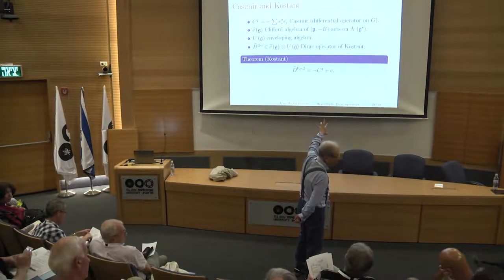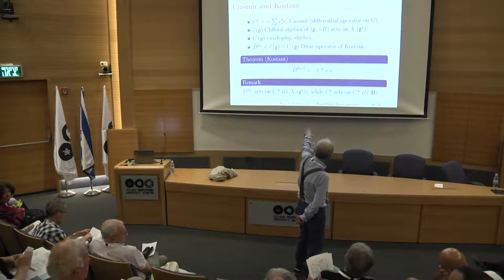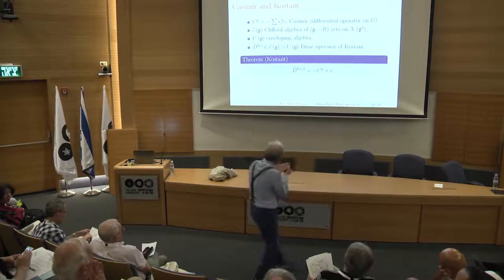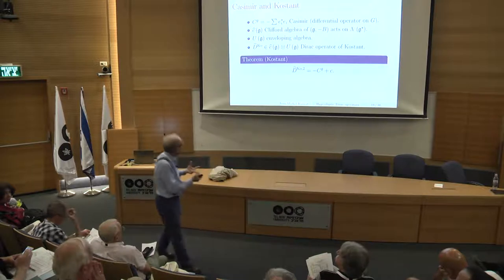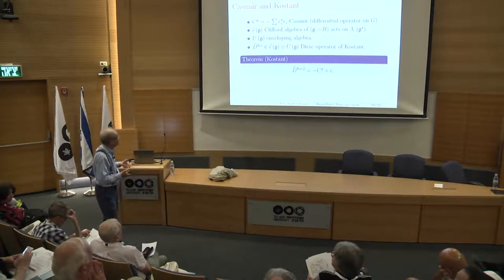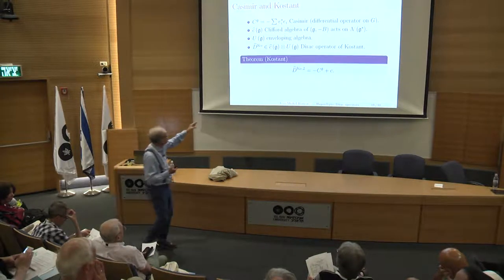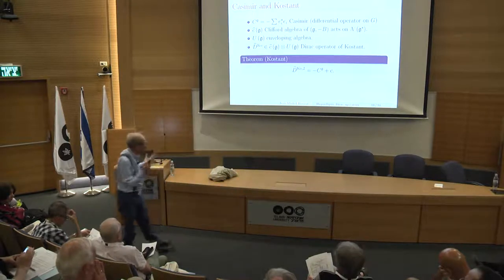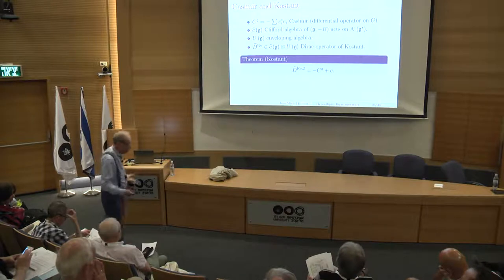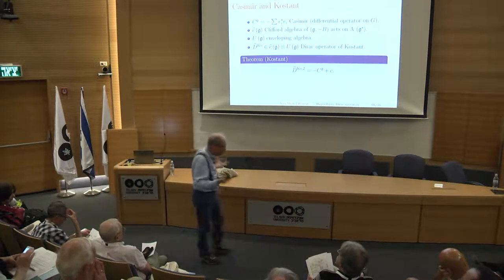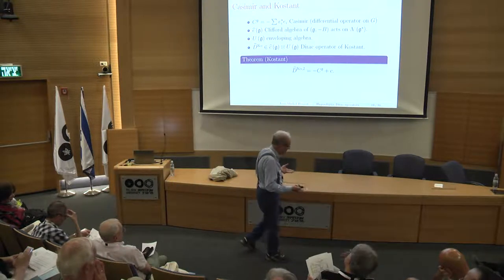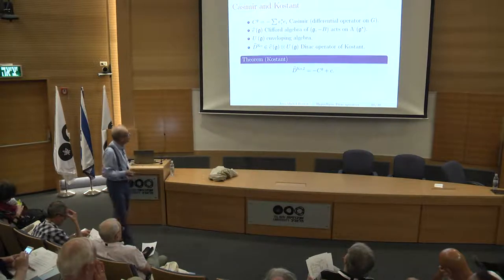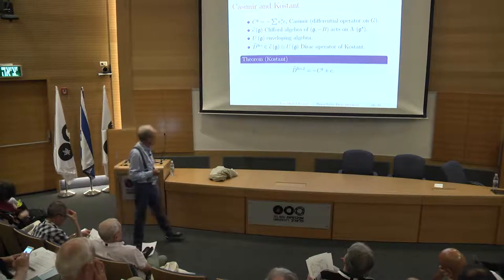I will say on which it acts later on, but let's look first of all at the formula. It says that this Casimir has, up to a constant, a square root, which is a Kostant Dirac operator. In the same way as Dirac invented an operator on R3 or R4 whose square is just a Laplacian, Kostant found another operator, which is not the classical Dirac, whose square is the Casimir.